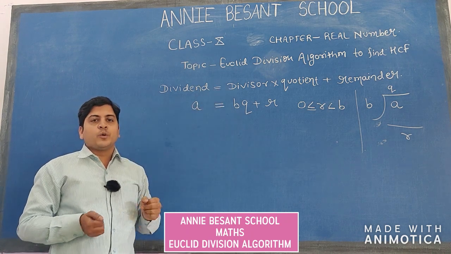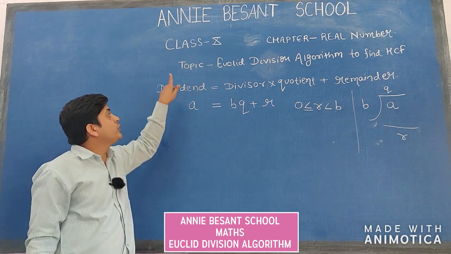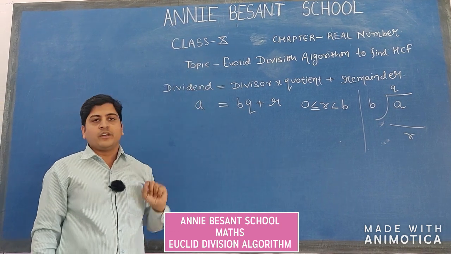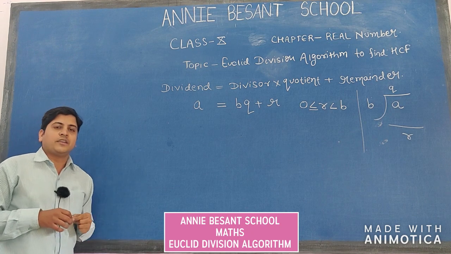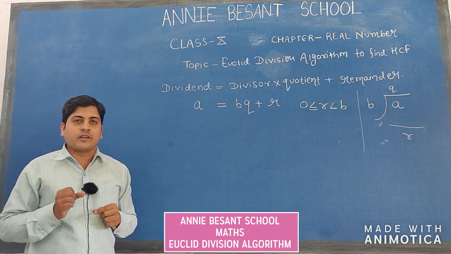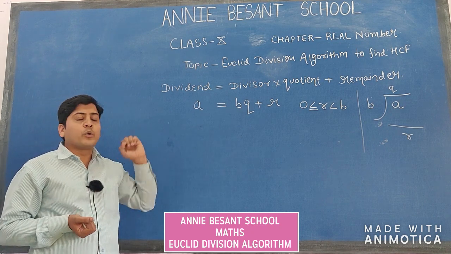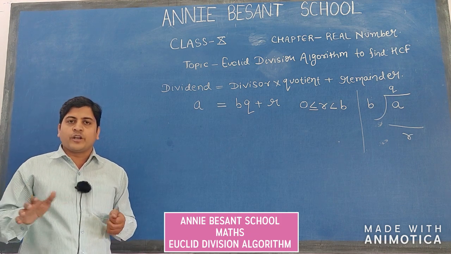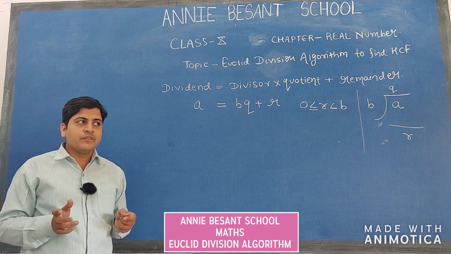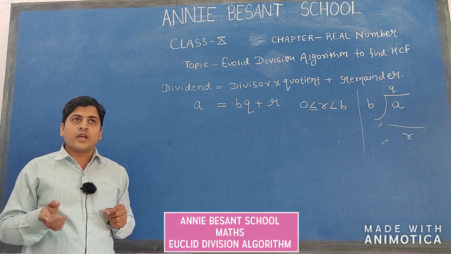In that topic, we can start with Euclid division algorithm to find the HCF. You already know about the HCF from previous classes. HCF means highest common factor. And what is the algorithm here? Algorithm means a step-by-step procedure to find out anything.